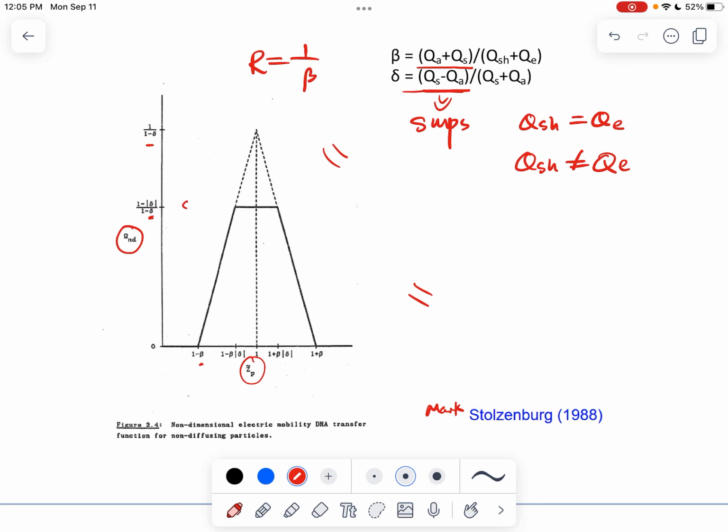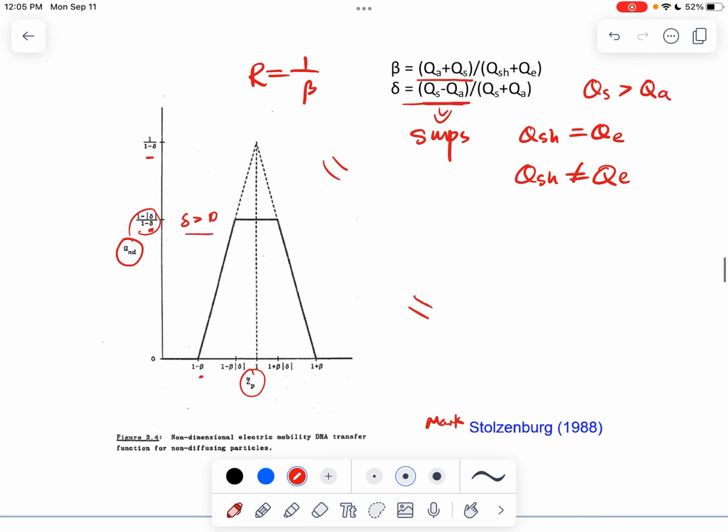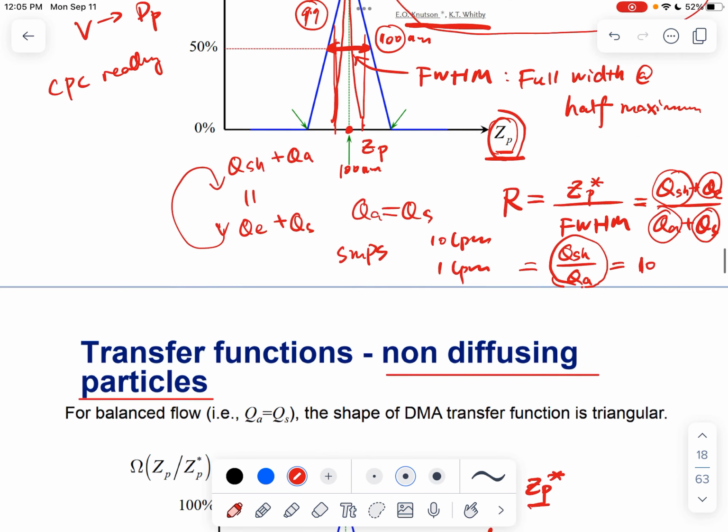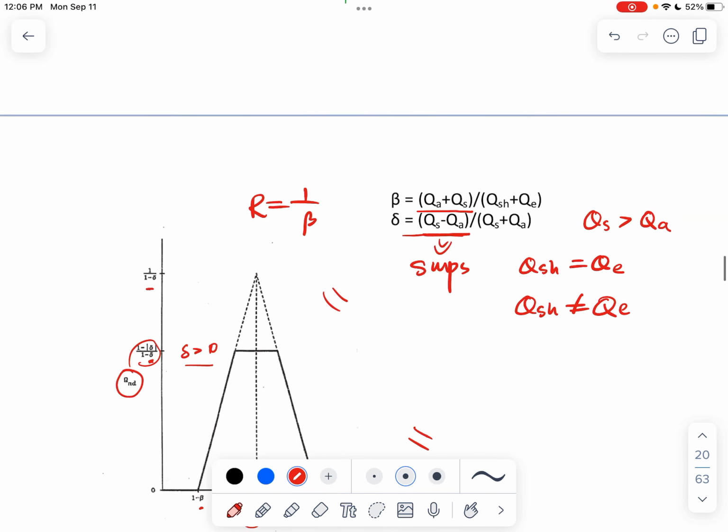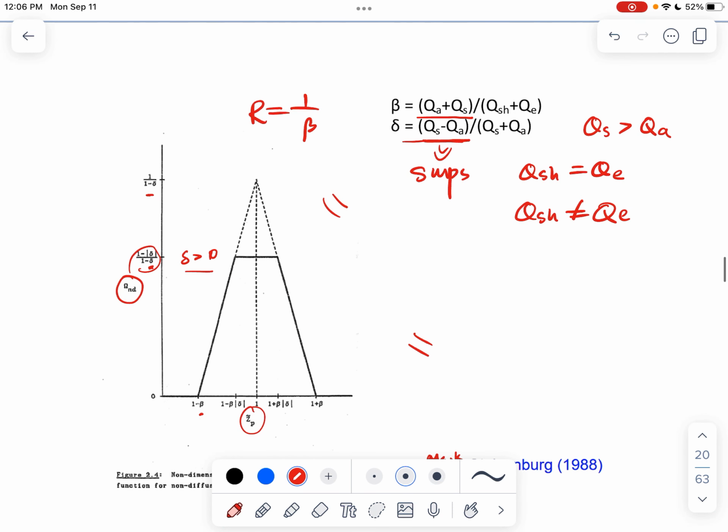When delta is equal to 0, which means that these two are equal to each other, then you will have 100% efficiency, right? And also when delta is larger than 0, you also have 100% efficiency. For the delta larger than 0 case, that means Q sample flow is larger than Q aerosol flow, which corresponds to the scenario where you have a wider aerosol outlet, right? This is what we explained earlier in this section.